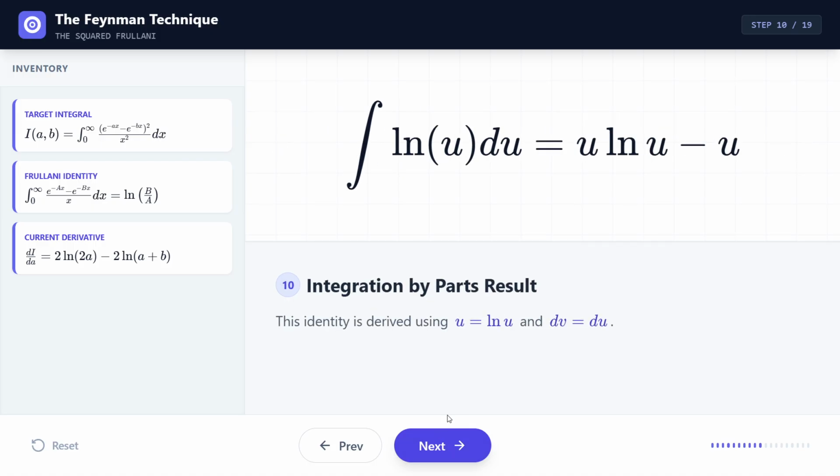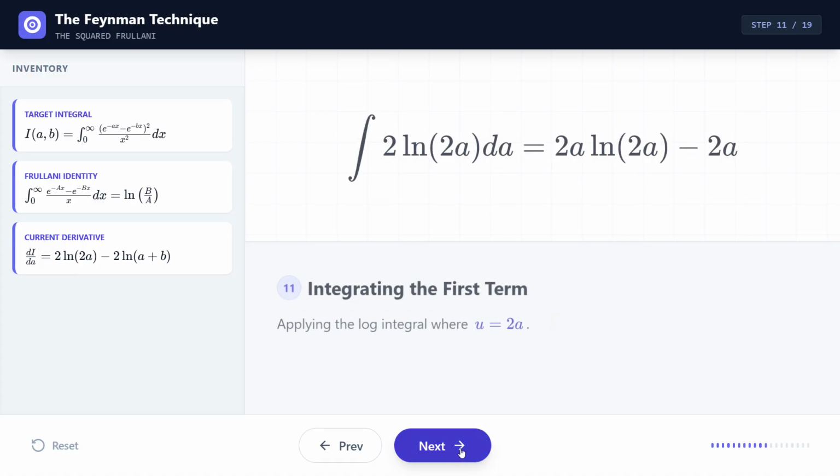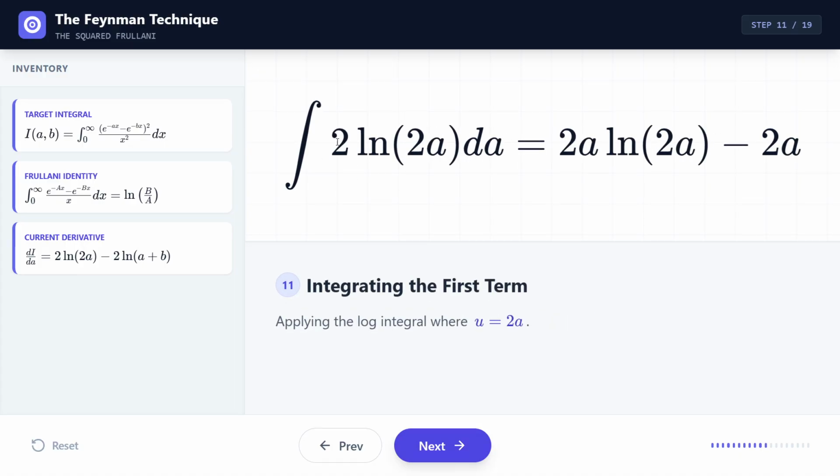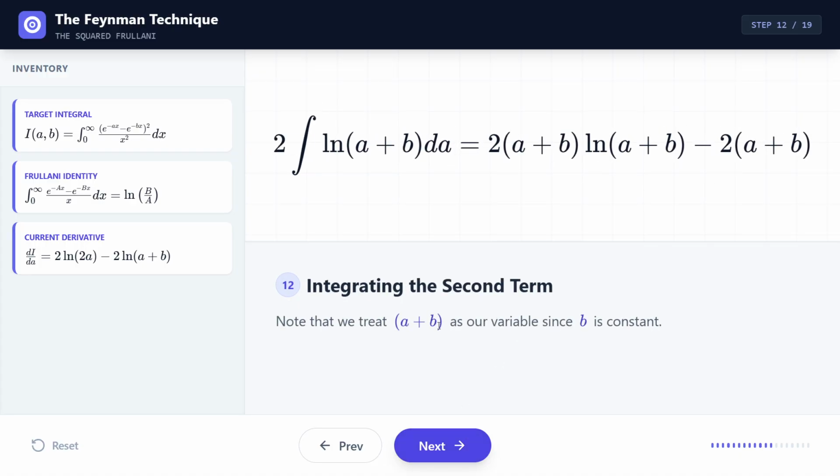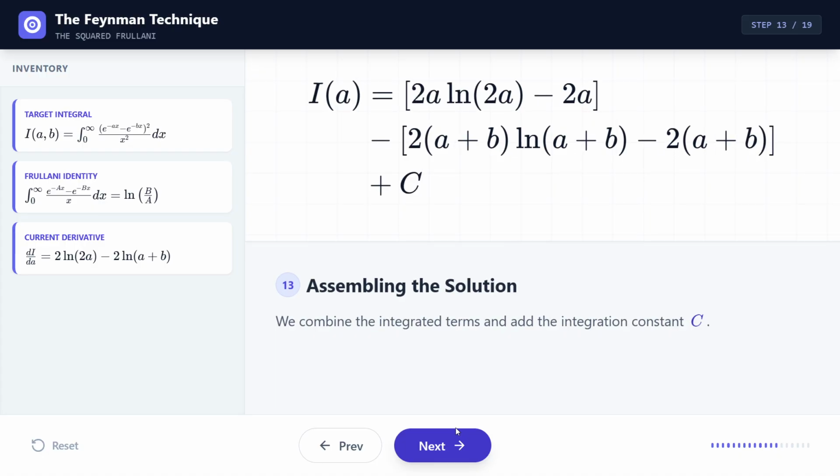All right. So now we'll use this formula. The integral of natural log of u is just u natural log u minus u. And we plug that in and we find that this integral is going to evaluate to this. And that this integral is going to evaluate to this. So combining them, we have almost our final expression for our original integral I of a.